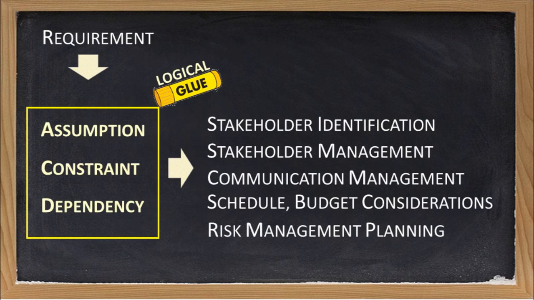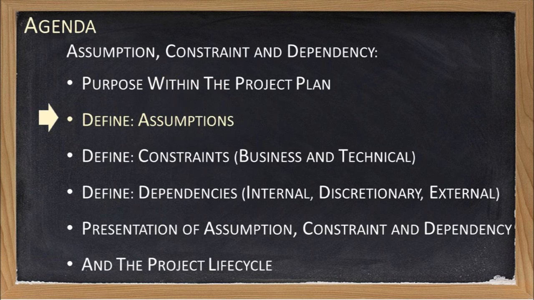What this example illustrates is how important understanding the assumptions, constraints, and dependencies is to understanding the rationale behind the decision-making and planning process that went into creating a project plan. As I mentioned earlier, I really think about these three sections as the glue that helps connect different elements of the project plan together. Having explained why they are needed, let's now begin exploring and defining each of these three terms. We can begin with assumptions.